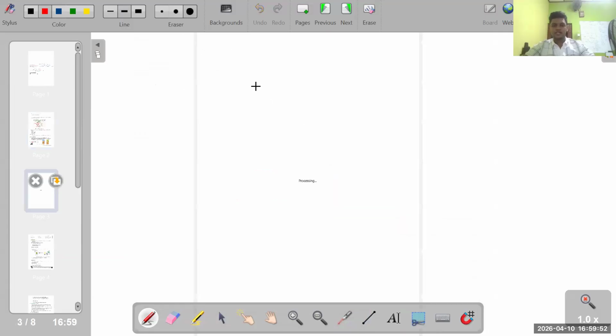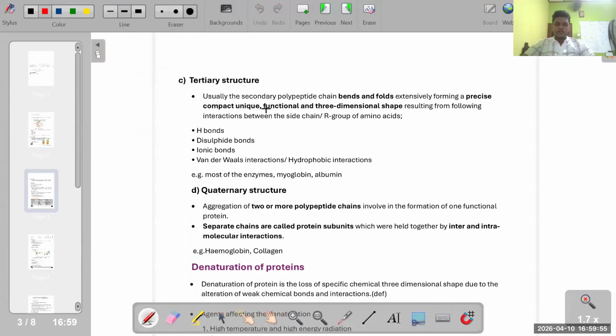Okay, let's move to the tertiary structure. Usually, the secondary structure polypeptide chain, which is formed as either an alpha helical or beta pleated structure, would further bend and fold. What happened during the secondary structure? They coiled and folded. Here, they are bending and folding extensively, forming a precise, compact, unique, functional three-dimensional shape. These are the characteristic features of the tertiary structure of protein. So underline them. If you have the source book, you can underline them and highlight them. Right. So these are the characteristic features of tertiary structure.